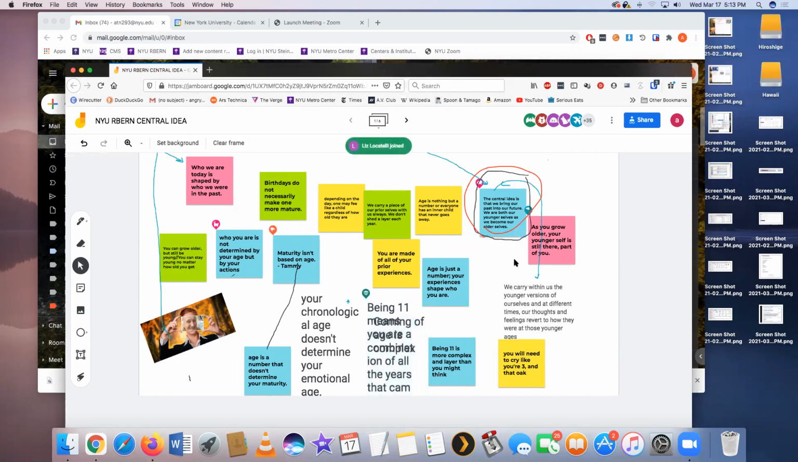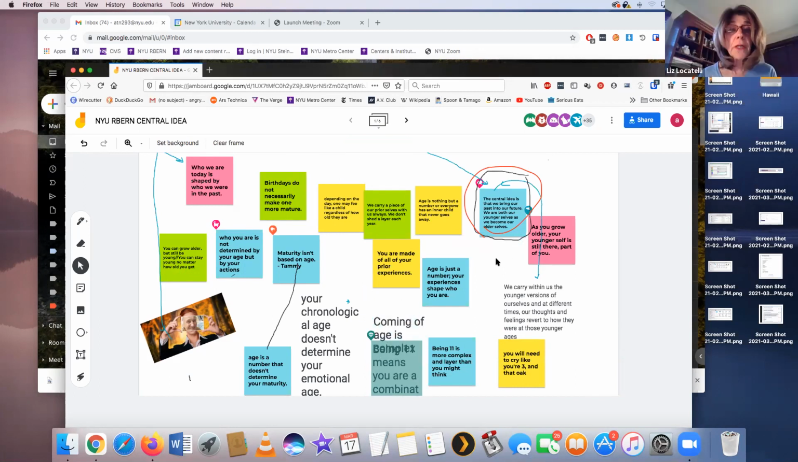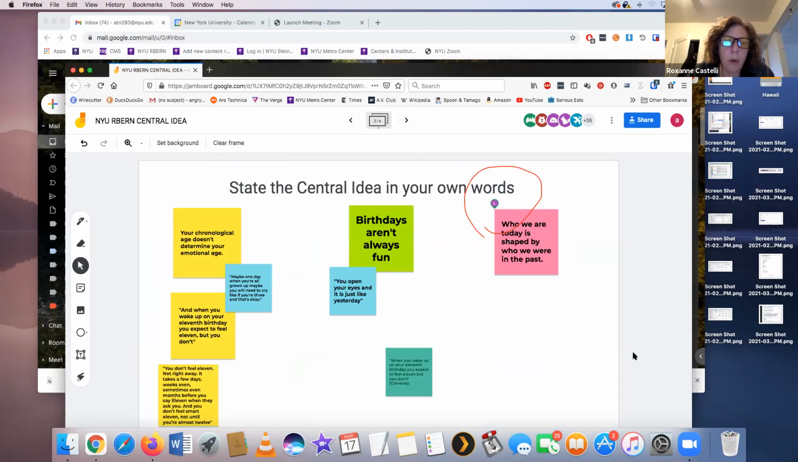Are we on page 1 or page 2 of the Jamboard? We're on page 2. Yes, sorry. Who we are today is shaped by who we were in the past is also really just a broader idea. Some of them are more broad, right? Some ideas are more broad.